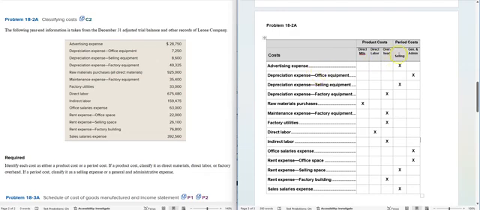The office equipment is not a selling period cost, it is a general and admin period cost. The depreciation expense on the selling equipment is a period cost, but it is a selling expense, right? It's not a general and administrative cost. Depreciation expense on the factory equipment, however, is a product cost.